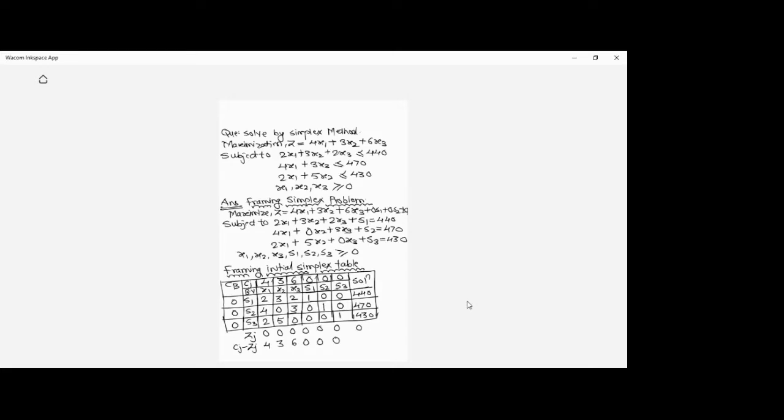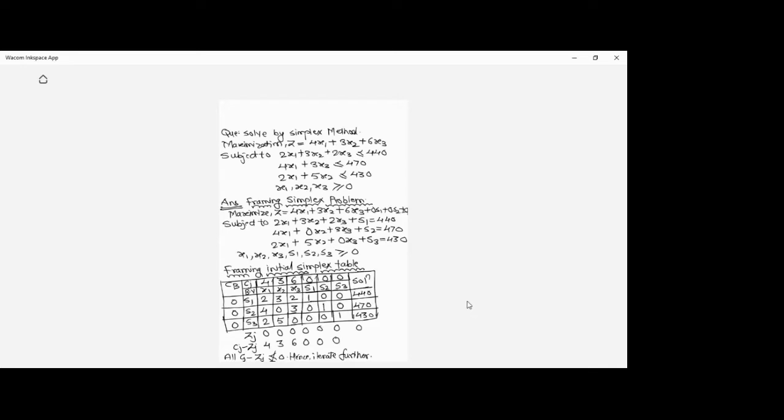Now we have to check whether this solution that we have got is optimal or not. It is a maximization problem, so all Cj minus Zj values should be less than or equal to 0. But here if you see, all Cj minus Zj values are not less than or equal to 0. Hence we'll have to iterate further.